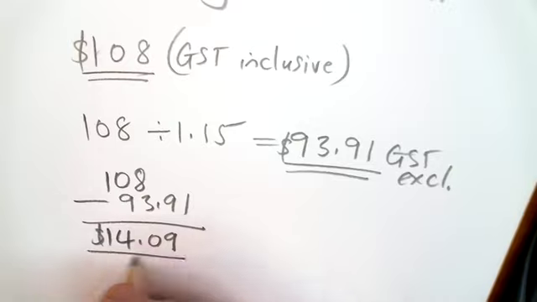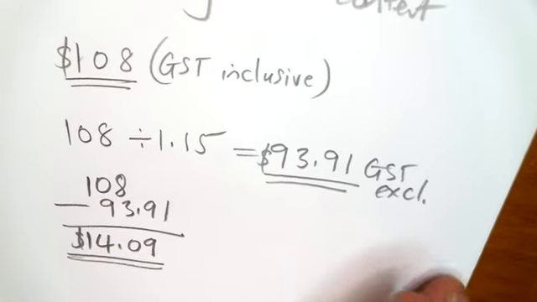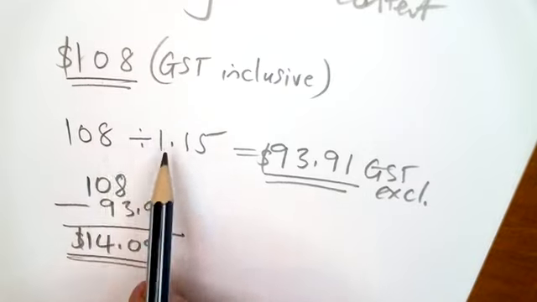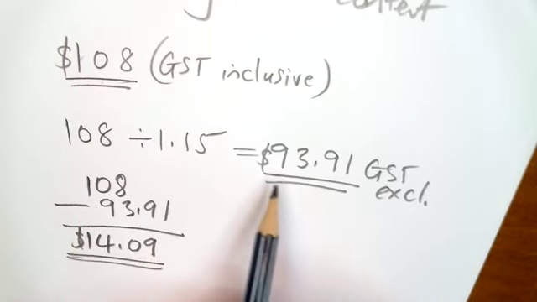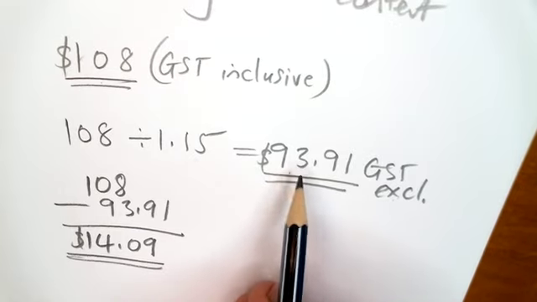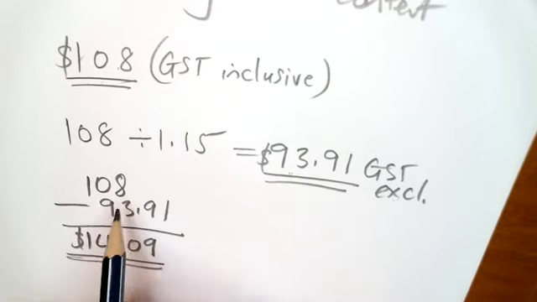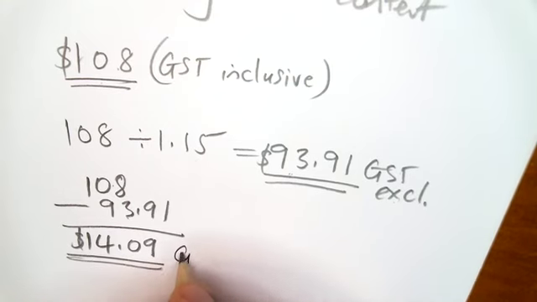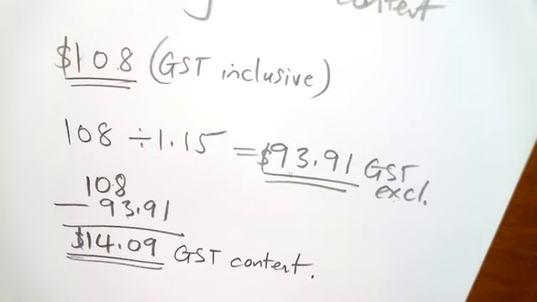So the strategy, folks: take the GST inclusive amount, remove the GST, divide by 1.15, and that gives you the GST exclusive amount. There it is. Now we just subtract that amount from the original amount. There it is. And that's the amount of GST. So this is what we call the GST content. All right, let's do another one.